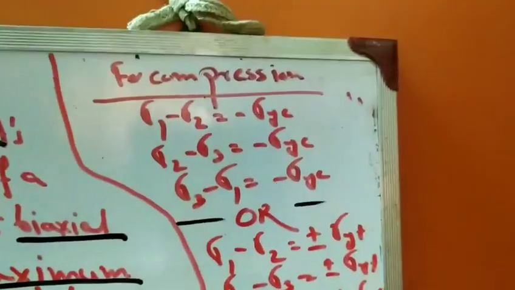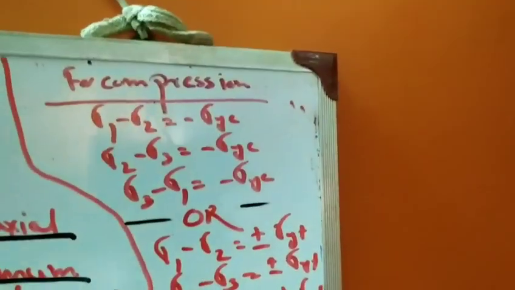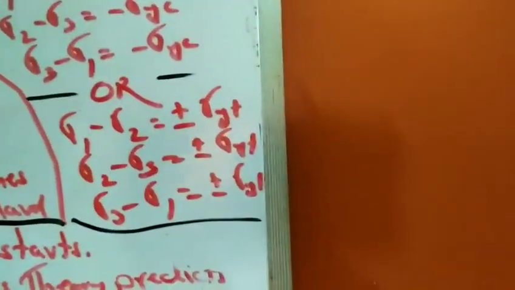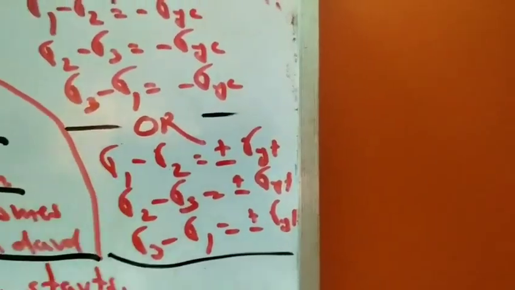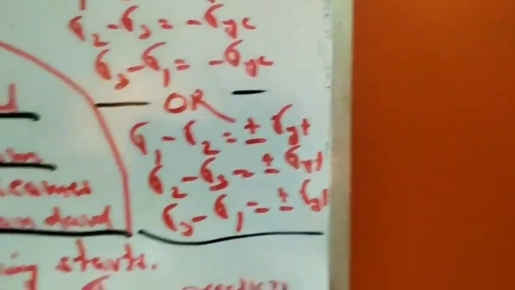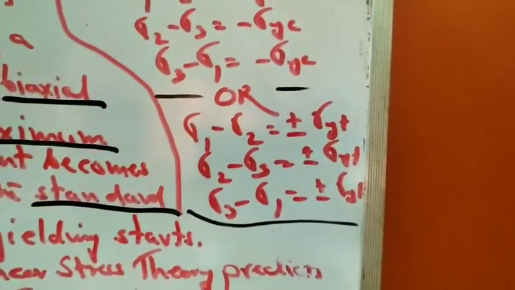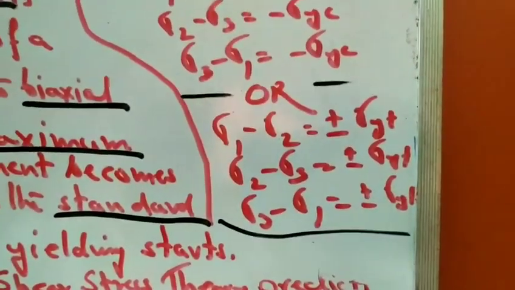Because standard specimen in tension, so yield stress can be generated, and standard tensile specimen in compression also yield stress can be generated. For this reason, for compression we have plotted this, where we have just replaced the sign. Now if we want to generalize the formulation, it becomes like this: sigma 1 minus sigma 2 equals plus minus sigma yt, because both tension and compression can be possible. Sigma 2 minus sigma 3 is equal to plus minus sigma yt. Sigma 3 minus sigma 1 becomes equal to plus minus sigma yt. Now we have to see that this is the general formulation of maximum shear stress theory.